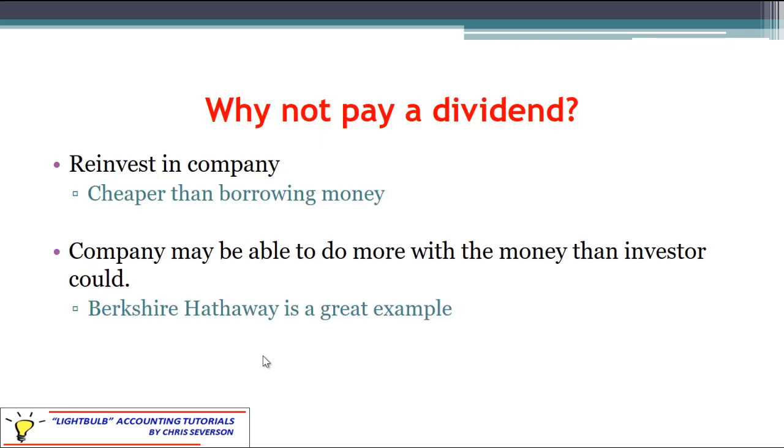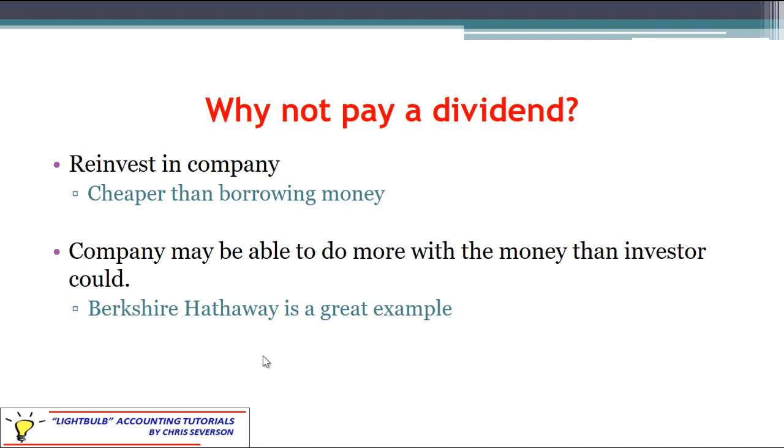So why would a company not pay a dividend? I touched on this a bit ago. They may want to reinvest in the company. It tends to be cheaper than borrowing money. So if you pay out all of your net income in the form of a dividend, and you all of a sudden need money to expand, you then have to turn around and either issue more stock or go borrow money from the bank or bondholders. The interest that you have to pay for the bonds or the loan may very well be more expensive than if you had just not paid a dividend. You just use your internal retained earnings to finance your growth.